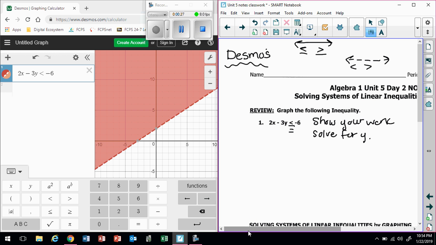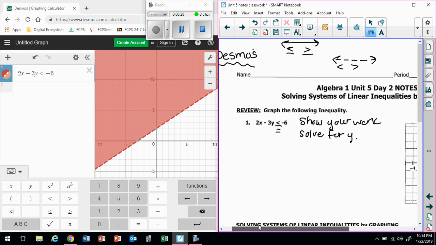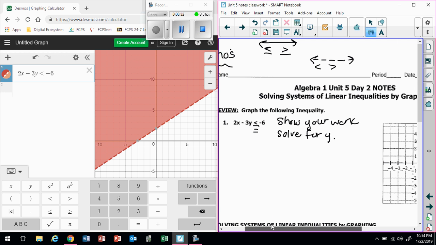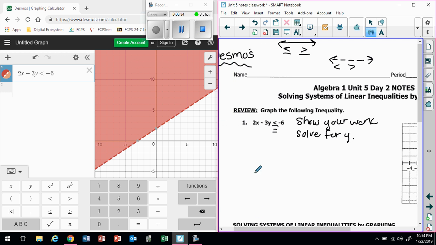So last class we went over linear inequalities. We took a linear inequality, which is this right here, and we plugged it into Desmos. And this is what you can see right here. For this particular problem, to enter into Desmos, we don't have to solve for y, but I want you to show your work and solve for y. You will not get credit for this if you do not show your work. Anyway, we plugged it in and it gives you the graph.